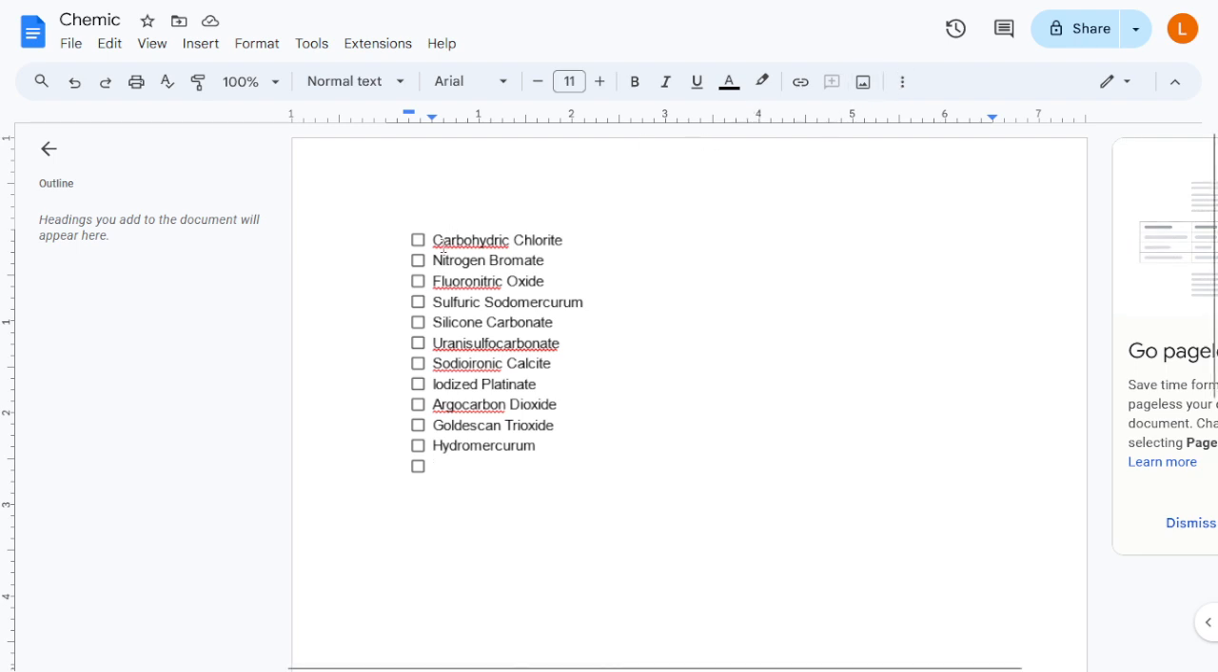We're going to be making carbohydrate chlorite, nitrogen bromate, fluoronitric oxide, sulfuric soda mercurium, silicon carbonate, uranosulfocarbonate, sodium-ironic calcite, iodized platinate, argocarbon dioxide, goldeskin trioxide, and hydromercurium. None of these atoms actually exist to my knowledge. I looked them up and I couldn't find anything on them. And we're just going to be talking about making them.